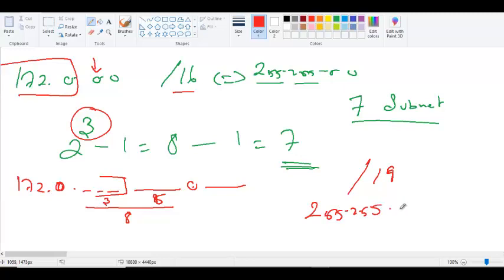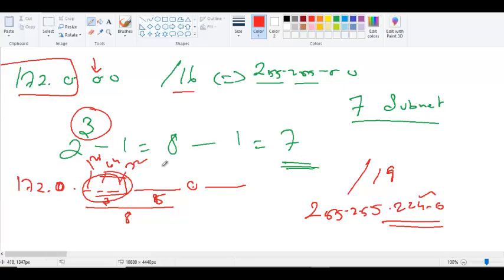Do you agree with this? You see, this is not 255. This is 224. You know why? Only 3 bits we are using for network. Earlier we used 2 bits, so we wrote 192. Now you are using 3 bits, so you need to write 224. Sorry, 224. How do you get the 224? 128 plus 64 plus 32. You get 224.